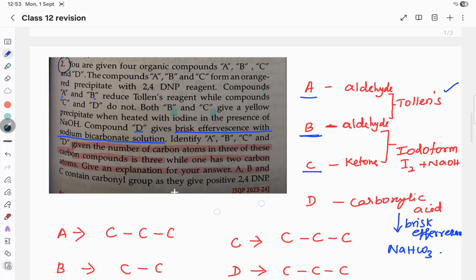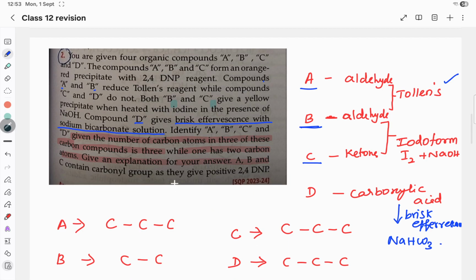So D is a carboxylic acid, but they didn't mention any molecular formula. So for that they have given one clue here: identify A, B, C and D given that the number of carbon atoms in 3 of these compounds is 3. So A, B, C and D: almost 3 compounds are going to have 3 carbons, while one has 2 carbon atoms. So we do not know which is having 2 carbons.